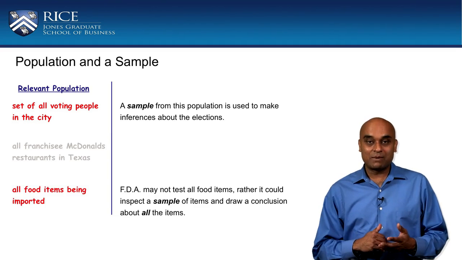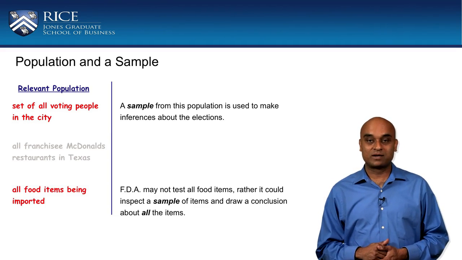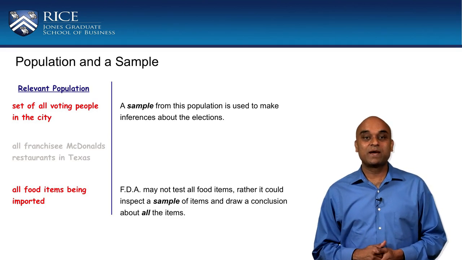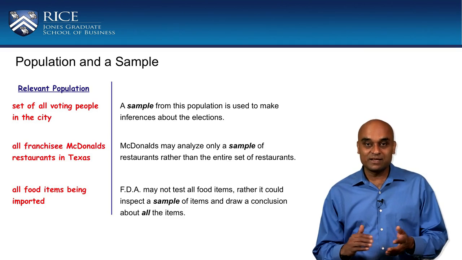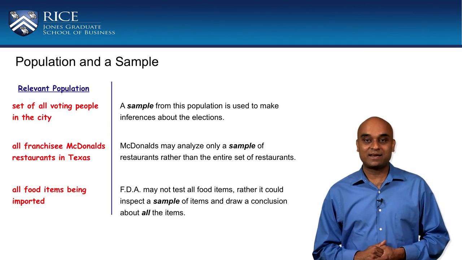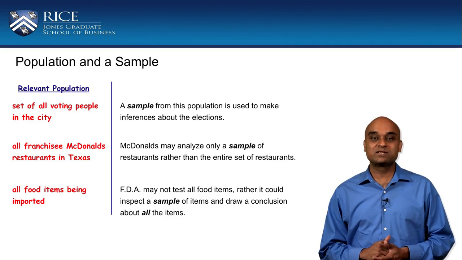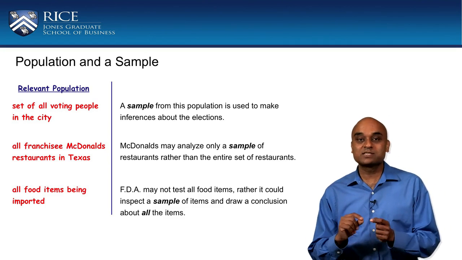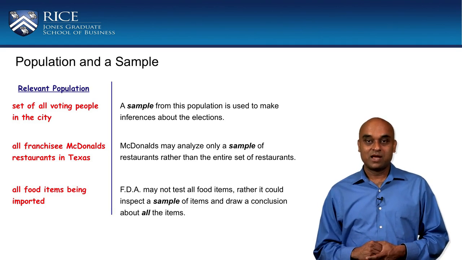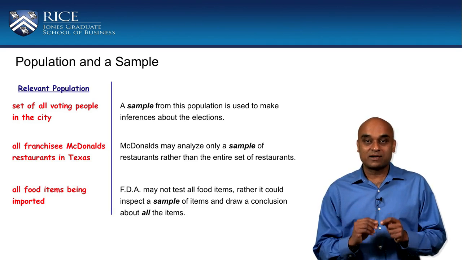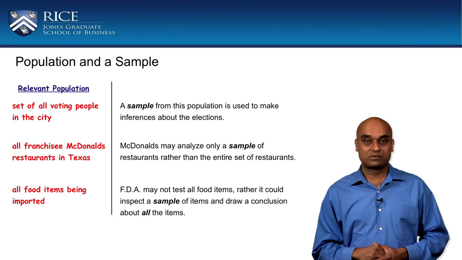The Food and Drug Administration may not inspect the entire set of food products imported, but rather may inspect a sample from the entire population of food items. Similarly, McDonald's may simply analyze the change in sales in response to menu changes in offering only for a sample of restaurants rather than the entire set of restaurants. The aim is still the same, to understand how sales have been impacted across all restaurants.